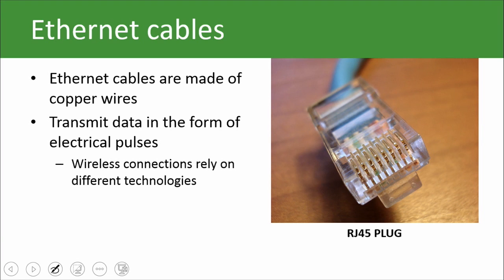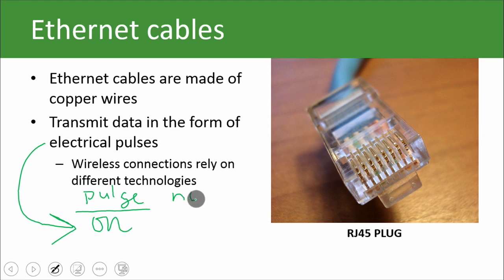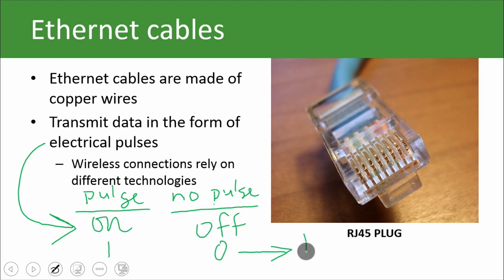You may have heard me mention binary data earlier. With electrical pulses, if there's a pulse, it might represent a state called on, so let me write pulse here real fast, and if there is no pulse, then that represents a state called off, all right? We normally say a pulse, or on, would be represented by a 1, and then no pulse would be represented by a 0. And that is called binary.